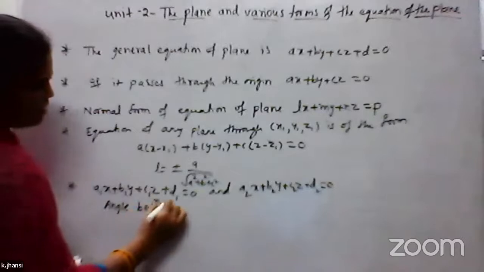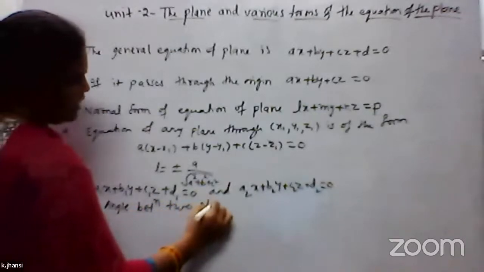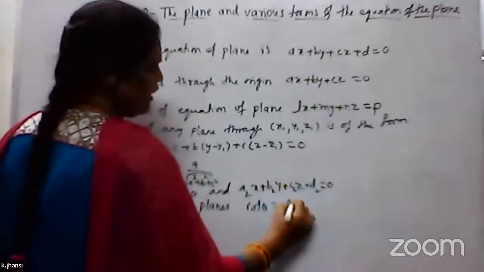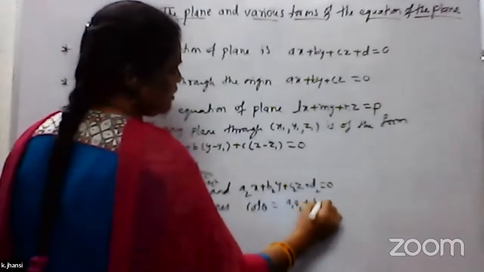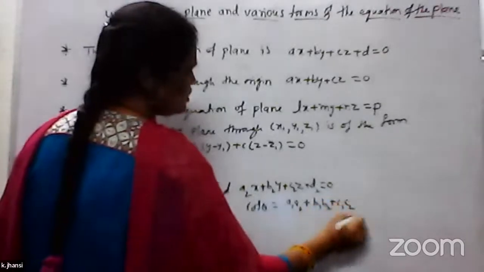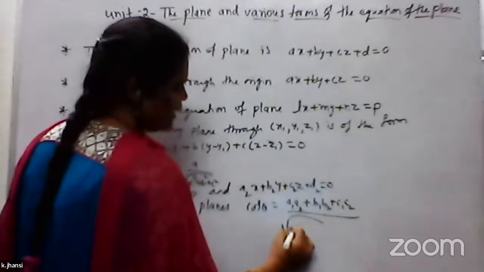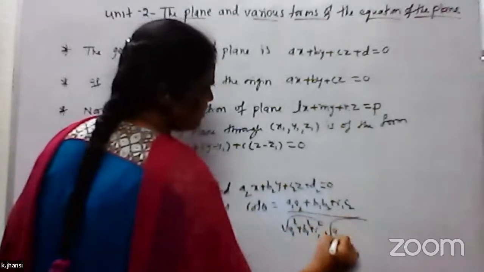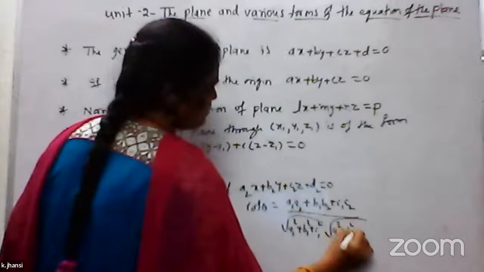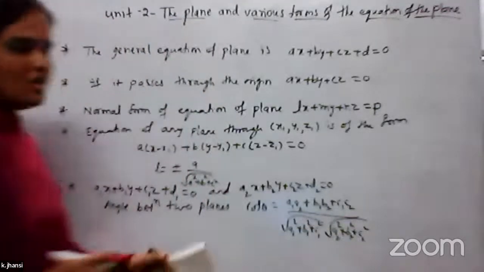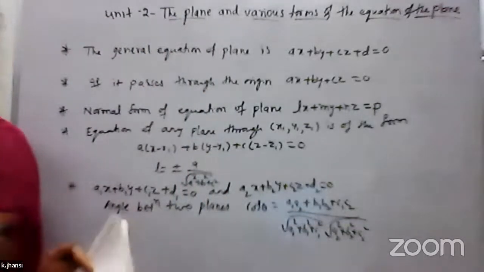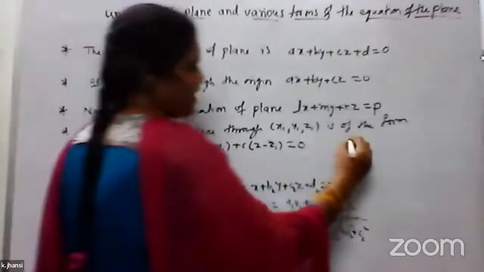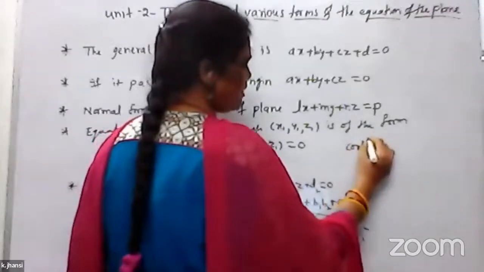the angle between two planes, which will be represented as cos theta equals a1 into a2 plus b1 into b2 plus c1 into c2 by under root of a1 square plus b1 square plus c1 square into a2 square plus b2 square plus c2 square. Okay, the same as what we saw in the first unit, and through this angle we will have the condition of perpendicularity.